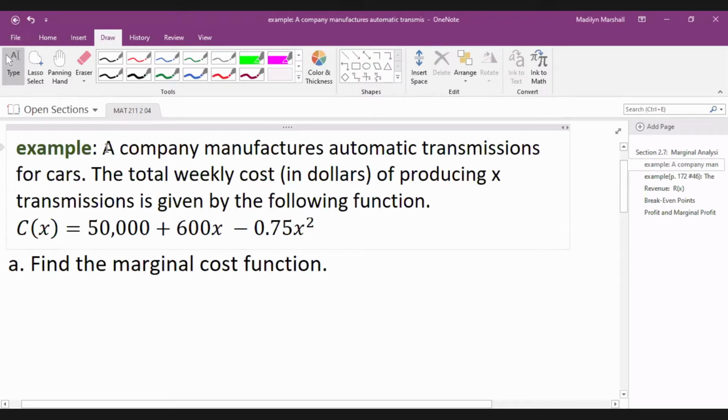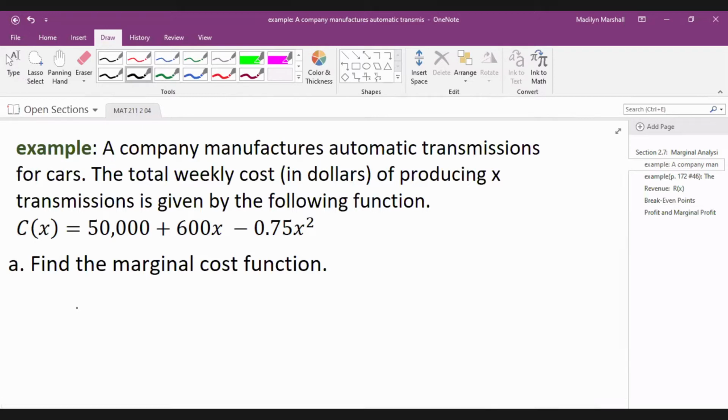Okay, so a company manufactures automatic transmissions for cars. The total weekly cost of producing X transmissions is given by this function. So we have our cost function, and our first task is to find the marginal cost function. In section 2.7, we get to use the power rule and the other rules of derivatives that we have learned. So we do not have to go through the limit definition of derivatives. We can go straight to finding C prime using the power rule.